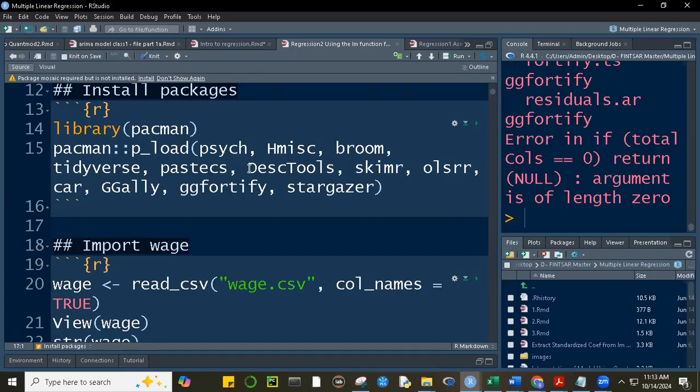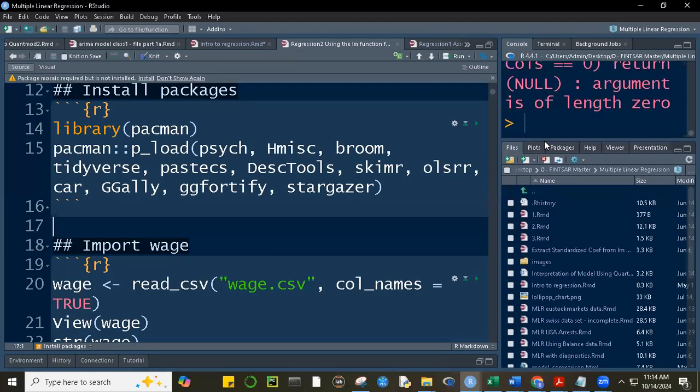Okay, so I have your psych package, Hmisc, Broom, Tidyverse, PaceText, DescTools. Many of these are for descriptive statistics. Skimr, olsrr, caret, GGally, ggfortify, and Stargazer. This is for creating tables.